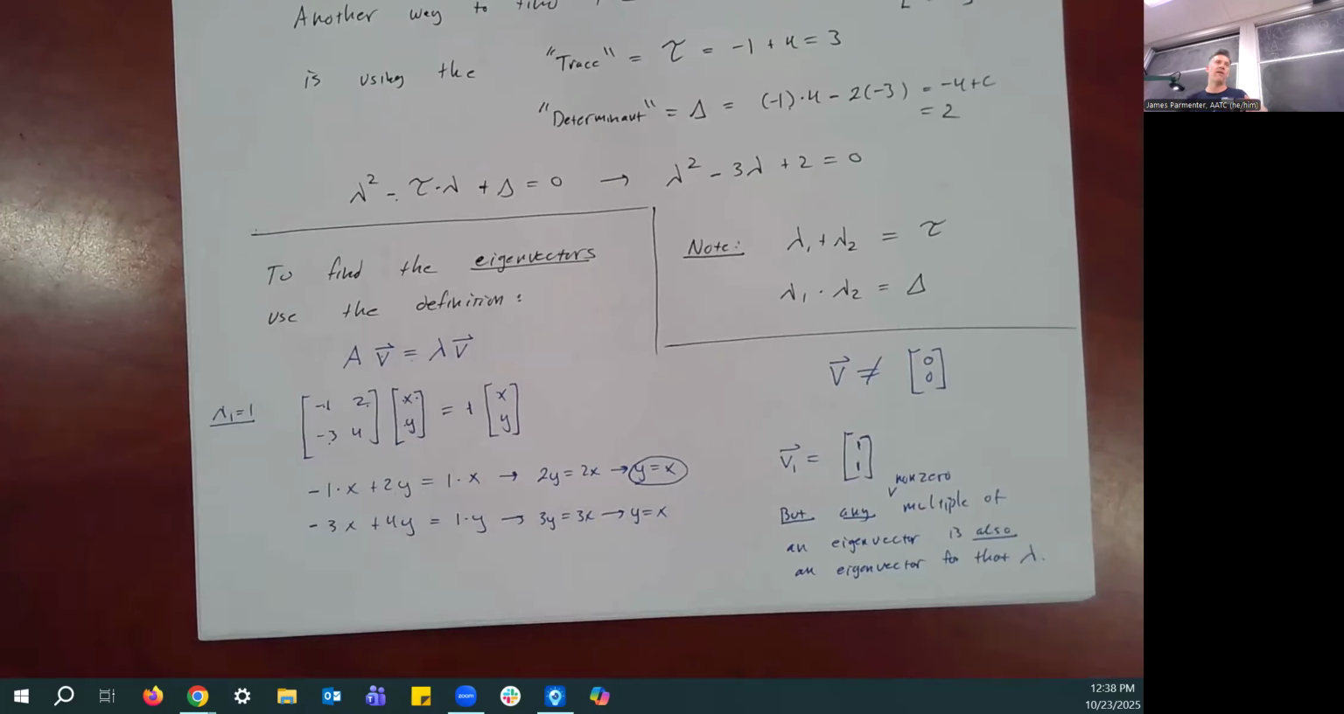It especially comes up when one of the values is negative. Like if my eigenvector was 2, -1, I might pick 2, -1. You might pick -2, +1, and we'd both be totally right.